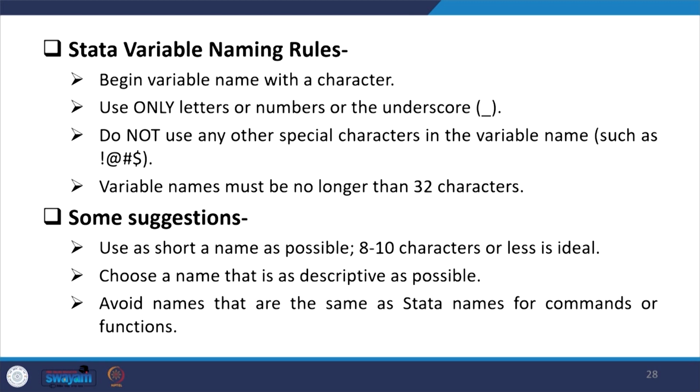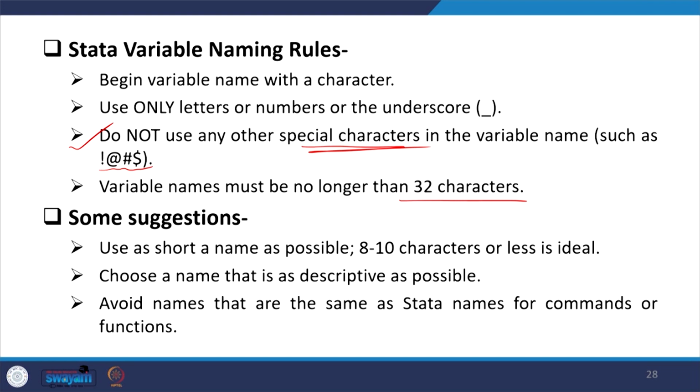Stata variable naming rules: how we can name the Stata variables. Begin the variable name with a character, then use only letters, numbers or the underscore. Do not use special characters, that is more important. Special characters like these are not allowed while naming a variable in Stata. Variable names must be no longer than 32 characters. More than 32 characters, Stata is not going to consider it as a name.